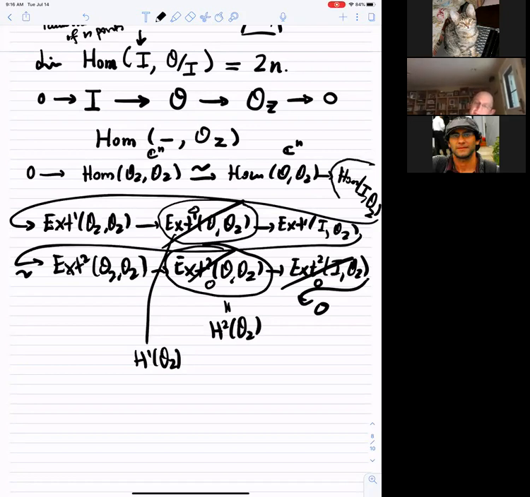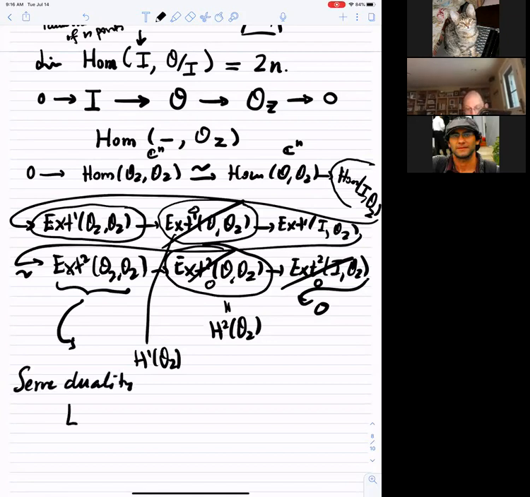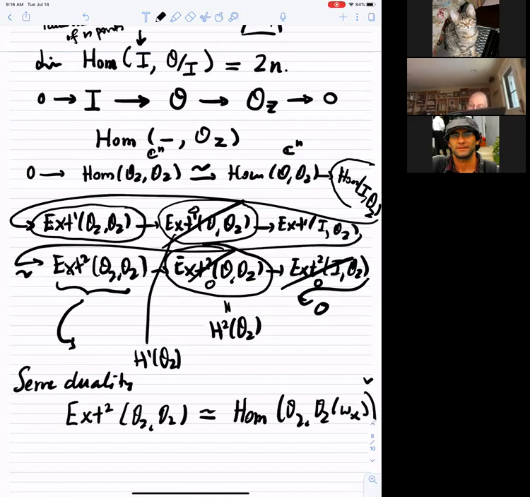So if we want to understand this, we really want to understand this, okay? But what's good is that we also understand this. This we understand by Serre duality. We have Ext^2(O_Z, O_Z) is the same as Hom(O_Z, O_Z ⊗ ω_X) dual. But this is 0-dimensional, so this is the same as Hom(O_Z, O_Z) dual, so we know that this is also C^n. Okay?